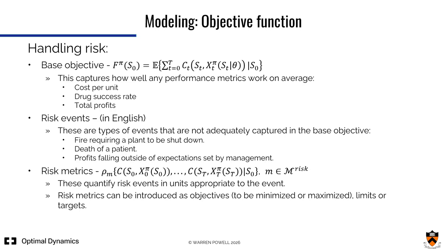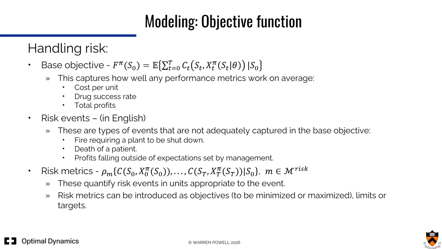And then there are events where that base objective just doesn't capture the event. A fire requiring a plant to be shut down, the death of a patient, profits falling outside the expectations set by management. There are events that are not properly captured by the base objective. This is not a quantitative measure. This is a subjective judgment. You talk about the event, and you'll have a human saying, oh my God, that would be terrible. We have to avoid that. So these risk events are handled separately.